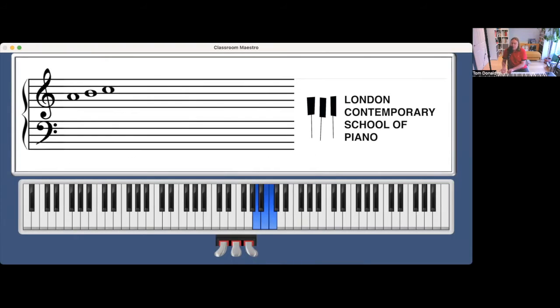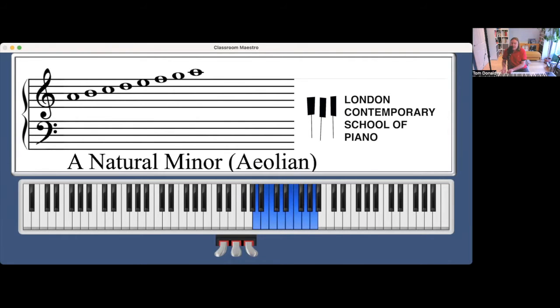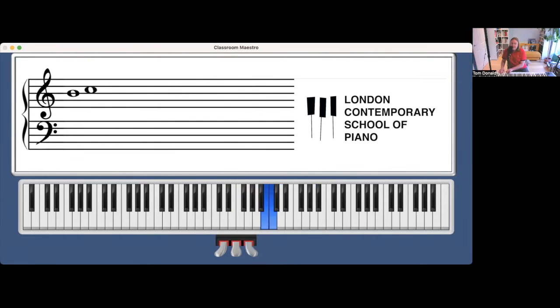But actually, if you want to know what came first, the chicken or the egg, the modes came well before these major scales that we see on the piano. It's just that the major scale is a really useful way to pick up all these modes on the piano design. So then, that leaves us with one more mode here.